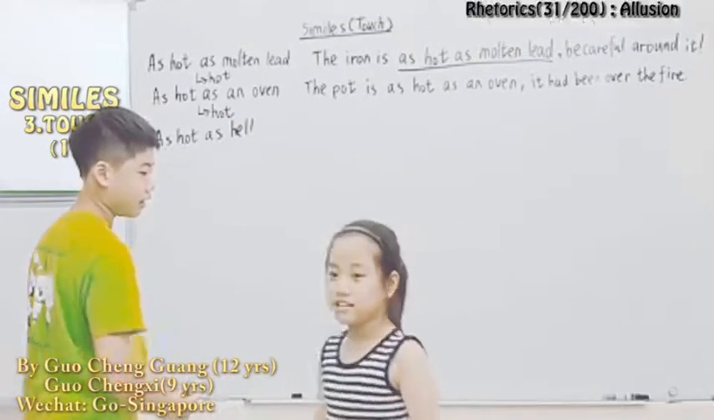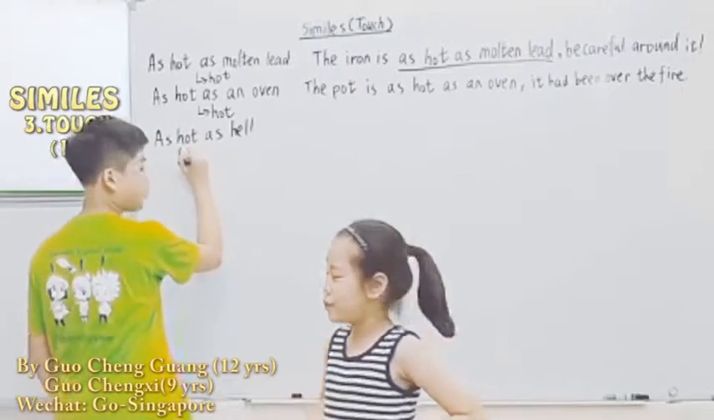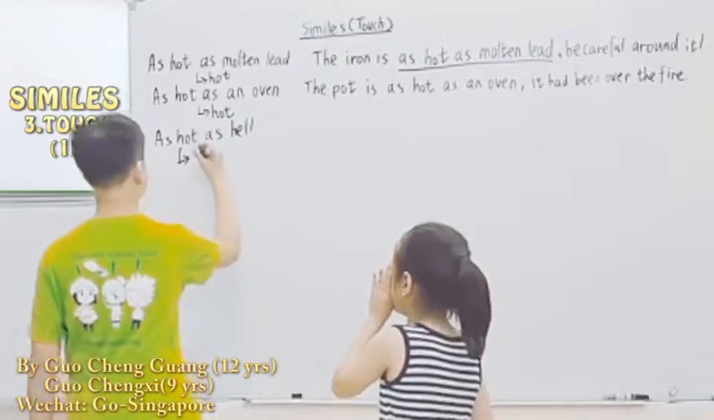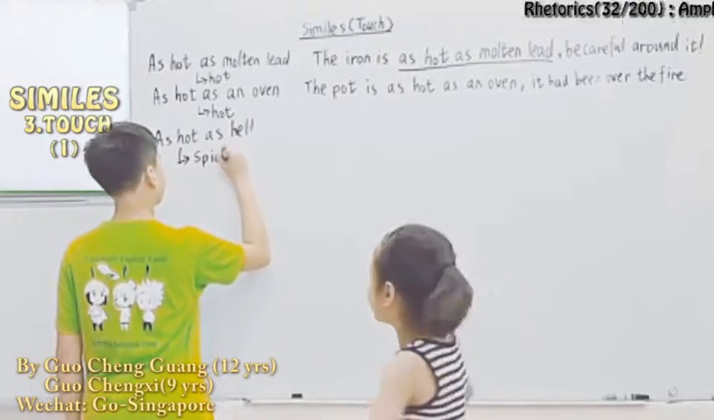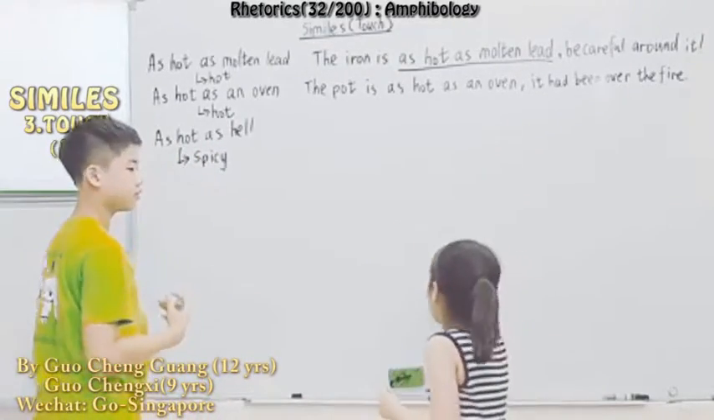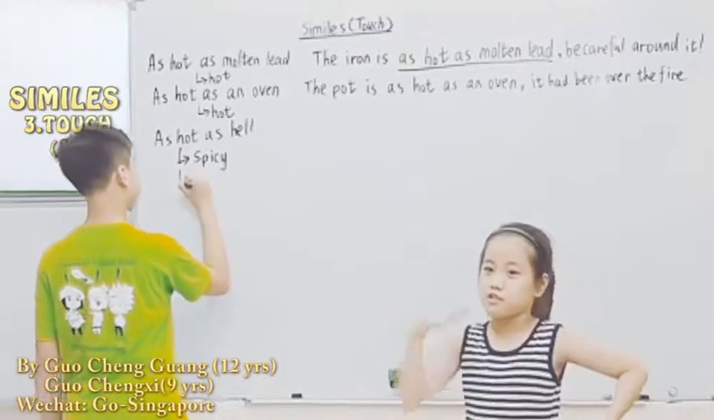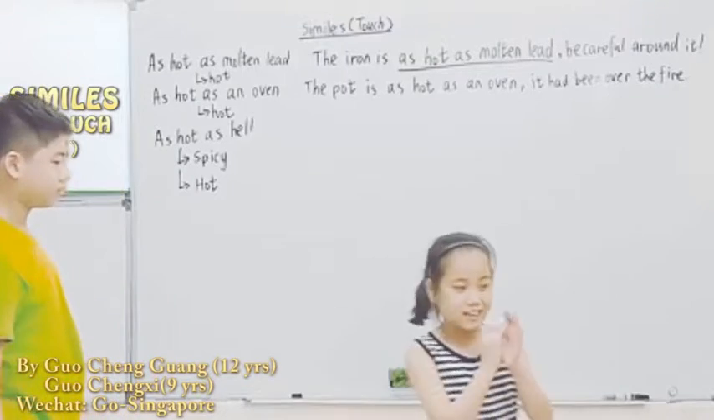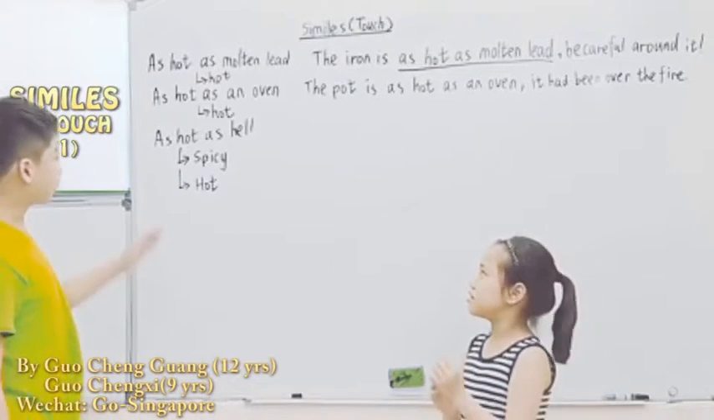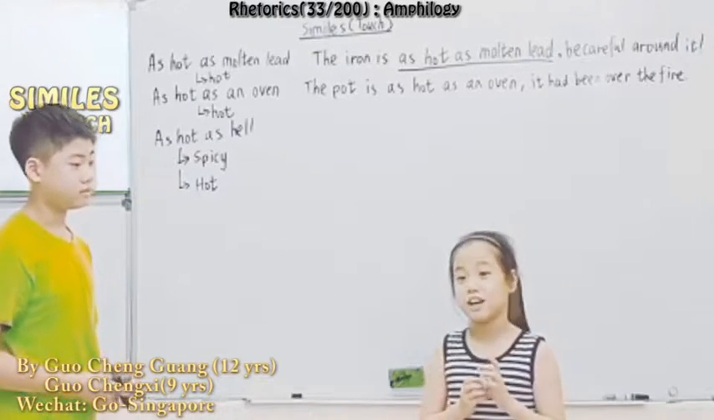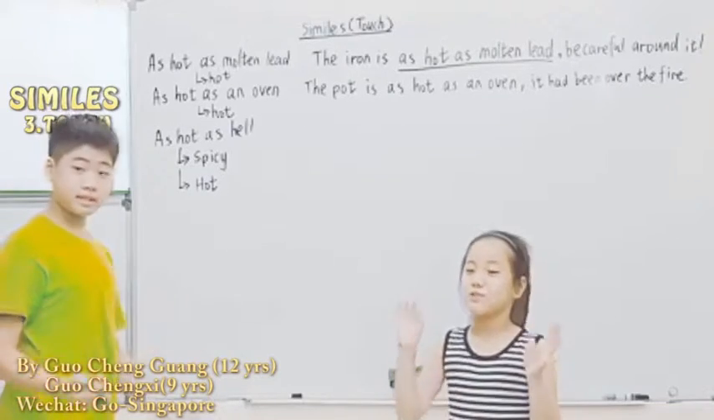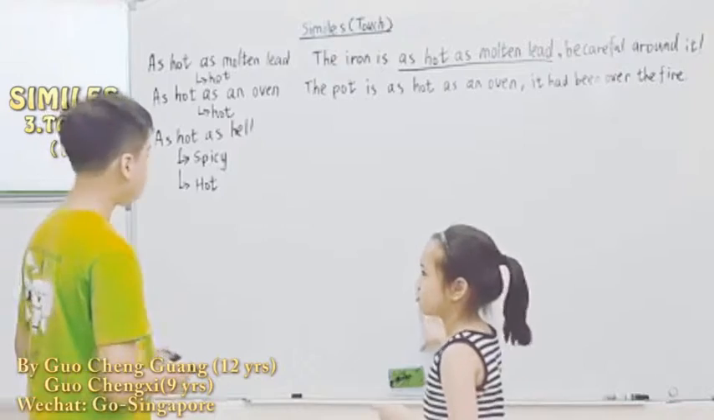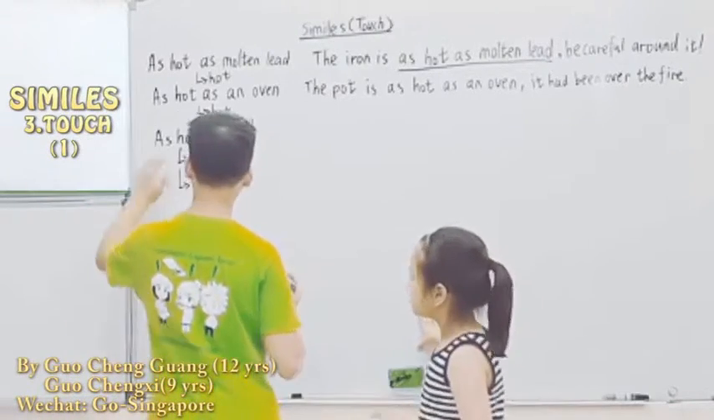Okay, another example: as hot as hell. We're just going to talk about two of these meanings. First, it's really, really hot. Second, it's very spicy, which is what we said last lesson. Hot also means spicy. That's why we say a hot pepper. Usually we don't say spicy pepper, but sometimes we do. So you use as hot as hell.